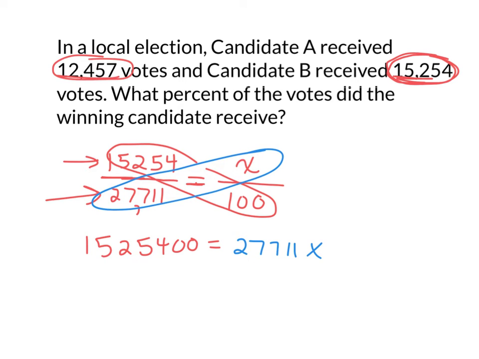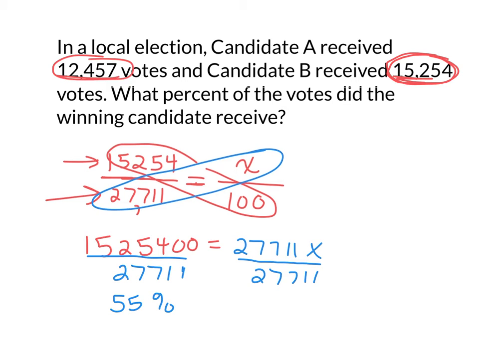What's happening to x is it's being multiplied by this number, so I'm going to divide. And again, I'll use my calculator for this one. And I do get a decimal here. This is not a nice number. 55.0467%. So about 55, if I round to the nearest percent, about 55% of the votes candidate B won.